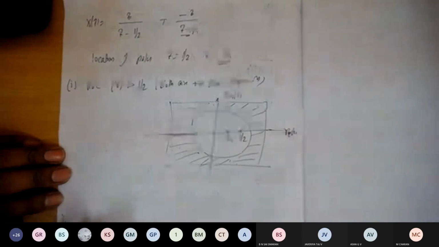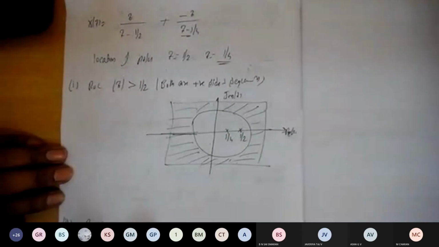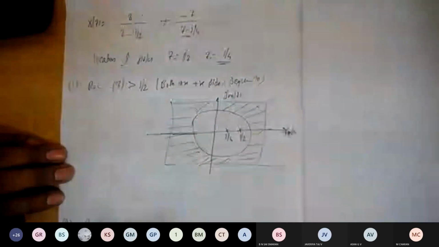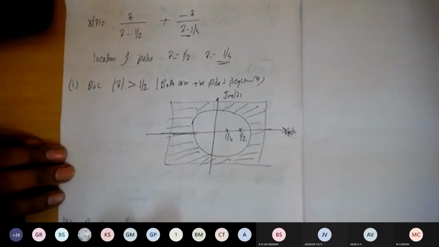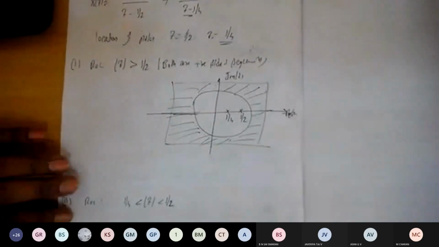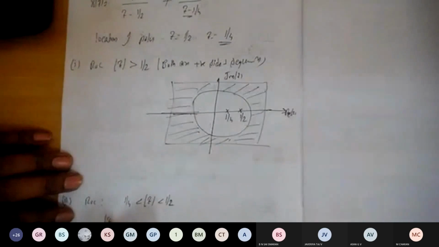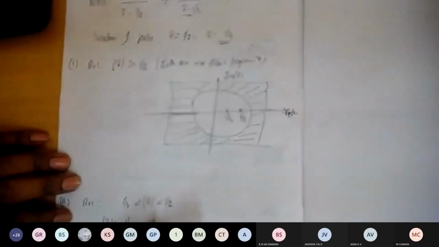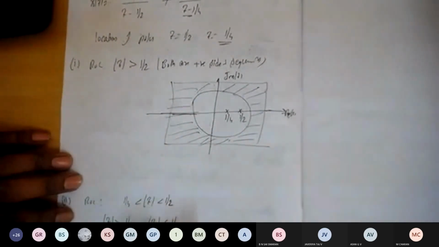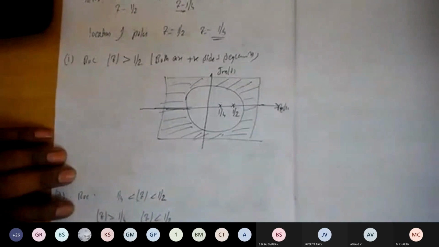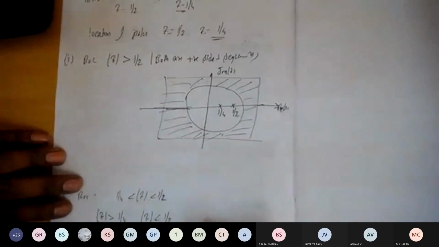The second one is that the ROC is a double sided sequence between 1 by 4 and 1 by 2. So we can write 1 by 4 is less than Z is less than 1 by 2. That means Z is greater than 1 by 4, and the other one is Z is less than 1 by 2. The two ROCs are present.